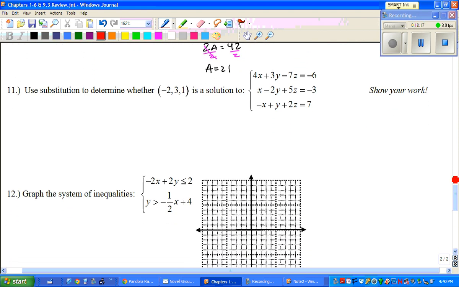All right, number 11 says to use substitution to determine whether -2, 3, and 1 is the solution to all of those systems right there. So just remember which one is your x, which one is your y, and which one is your z. So I will do the first one for you.